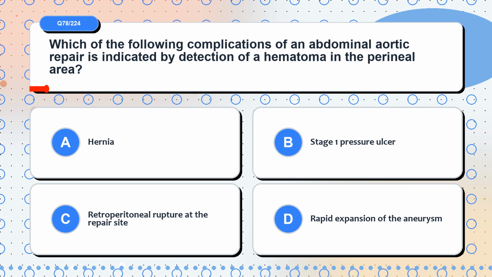Question 78. Which of the following complications of an abdominal aortic repair is indicated by detection of a hematoma in the perineal area? Here are the options. Option A. Hernia. Option B. Stage 1 pressure ulcer. Option C. Retroperitoneal rupture at the repair site. Option D. Rapid expansion of the aneurysm.